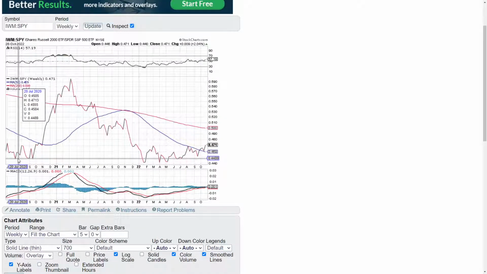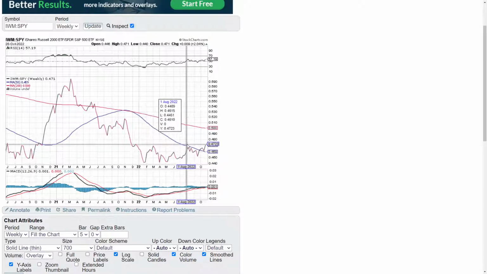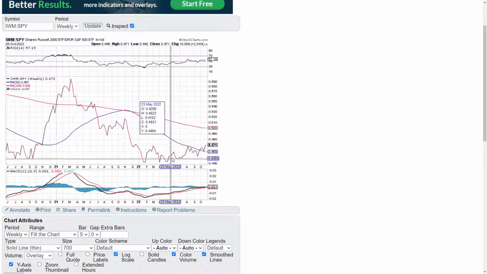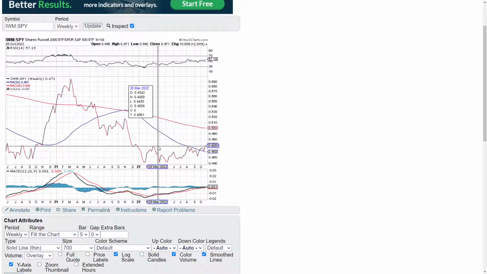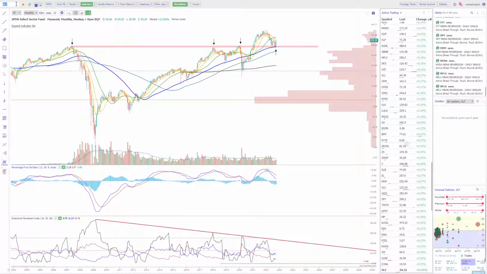This, though, did set a lower low. Okay? Did set the lower low and is now outperforming, set a higher low, higher high, continuing to break that downtrend. So this is, once again, confirming everything that we're seeing in the charts, that IWM is where you need to be overweight. It's where I'm overweight. So let's keep moving along.